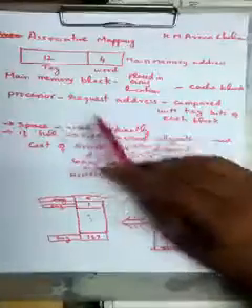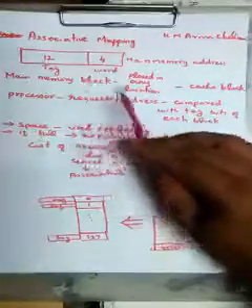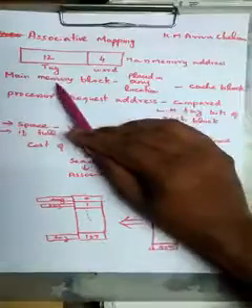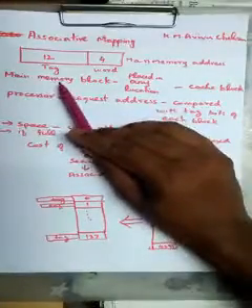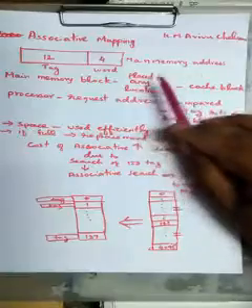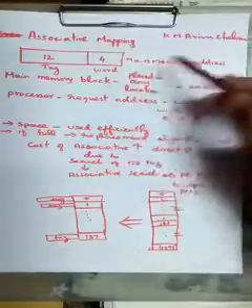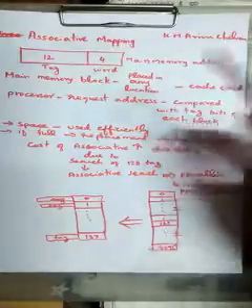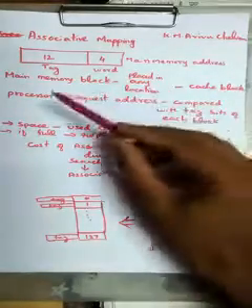So here we need not do any modulo calculation or anything else. Whatever the main memory block, it can be placed anywhere in the cache block. There is no specific location. We can place it anywhere in the cache block. If you identify any block is free, we can place it in that block. So we don't have any contention problem here.